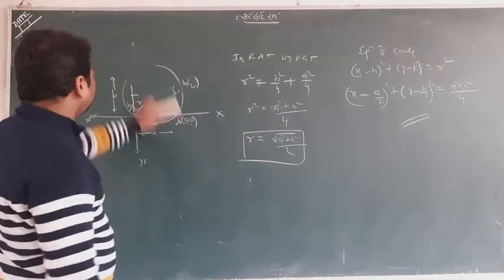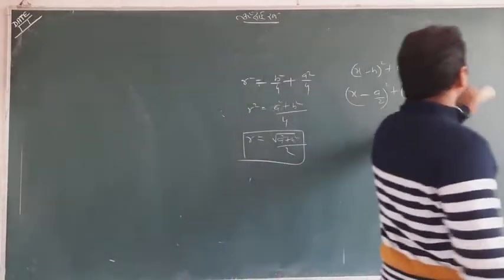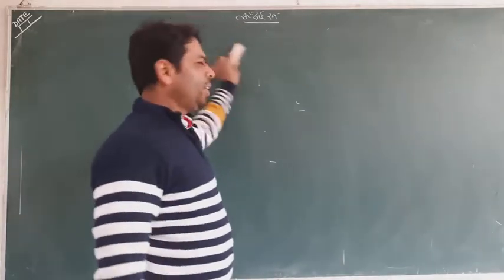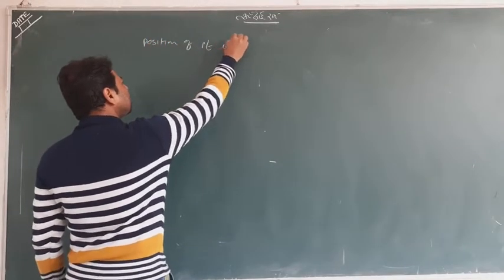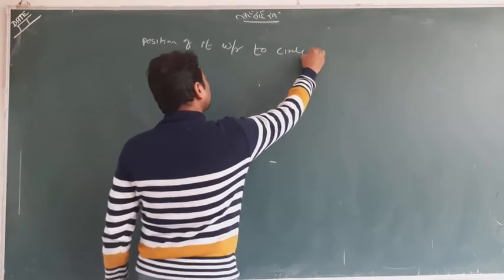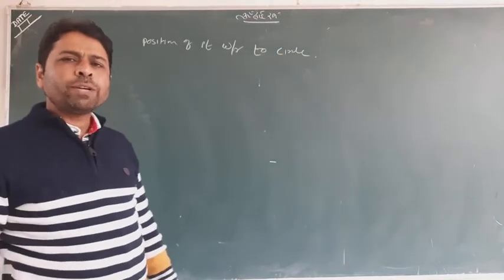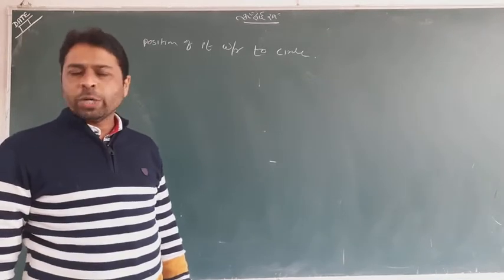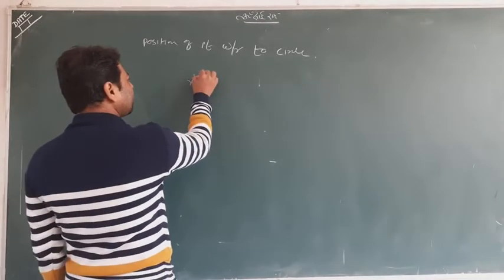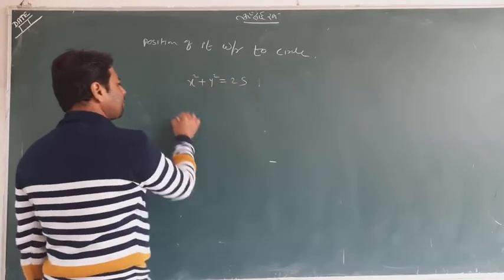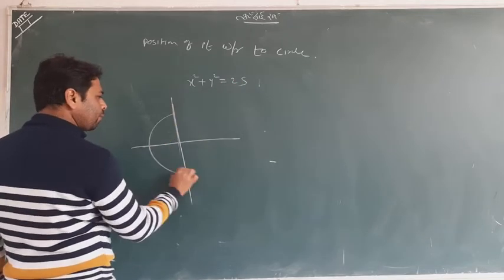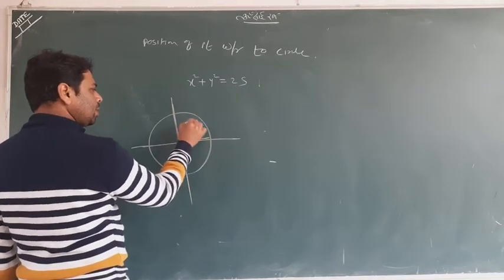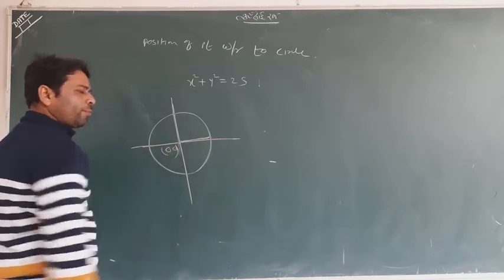Now question number 15 has a simple concept. It is the position of a point. The last concept I am telling you is the position of a point with respect to a circle. Suppose a circle is given. You know the circle has a center at the origin and the radius is 5.